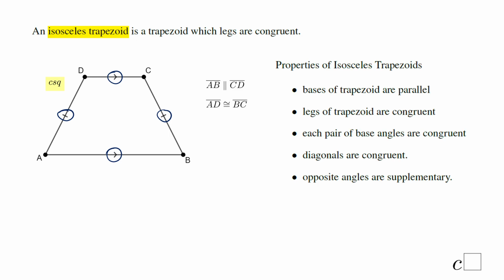Let's see the properties of the isosceles trapezoid. The bases of the trapezoid are parallel. That's true for any trapezoid. The legs of the trapezoid are congruent. That is the beginning of an isosceles trapezoid. Each pair of base angles are congruent. So now these two angles are congruent, and then these two angles are congruent. Another important property: diagonals are congruent and opposite angles are supplementary. And you will see we're going to do some proofs at the end of this lesson.